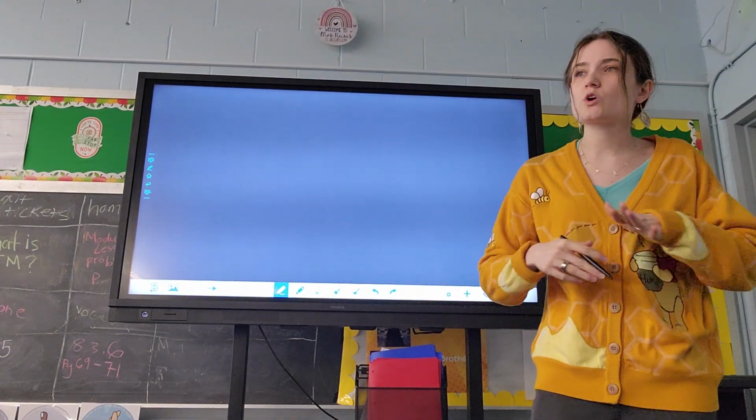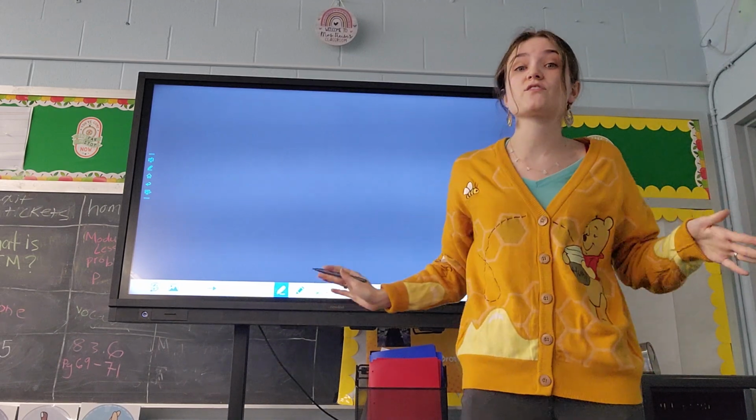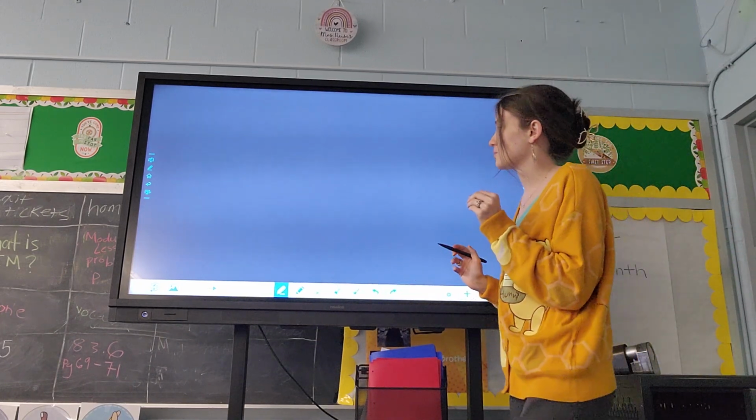I am a junior high math teacher and today I am going over combining like terms. Now this is something you are going to see in a lot of your math journey, so this is super duper important.